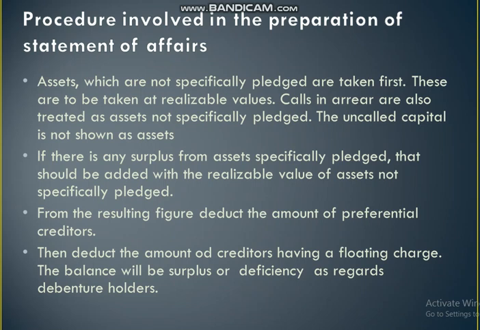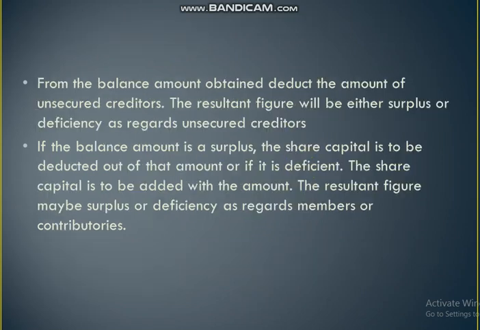In this point, which is the fourth point, the amount of creditors, I have written as OD. Here OD is written, but it is wrong. Sorry for that. And from the balance amount obtained, deduct the amount of unsecured creditors. The resultant figure will be either surplus or deficiency as regards unsecured creditors.